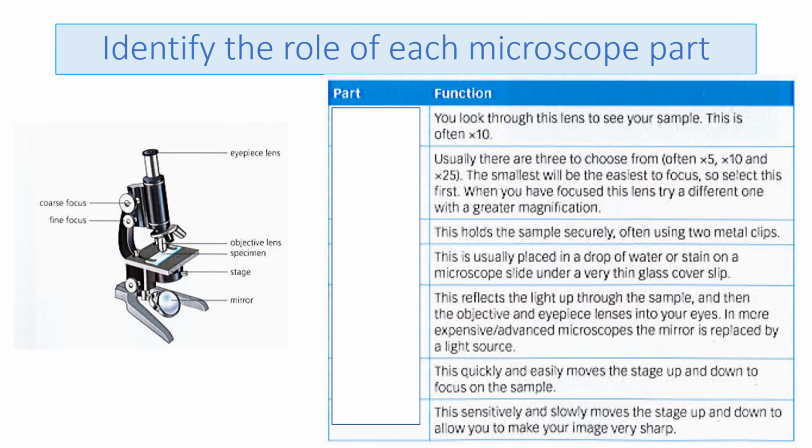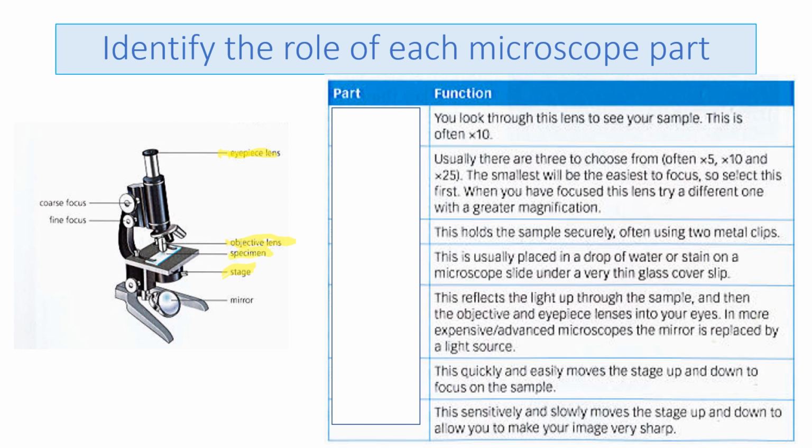You need to know the different roles of the different parts of the microscope. So you should be able to look at these functions and identify them with a part. The part that you would look through the sample, and often is times 10, is going to be the eyepiece lens. Okay, 3 to choose from, and the smallest is the easiest to focus, and that's the one you use first, which we'll come on to why later on, is the objective lens. Holds the sample securely using 2 metal clips is going to be the stage. Okay, this is usually placed in a drop of water on the microscope slide. That is your actual specimen.